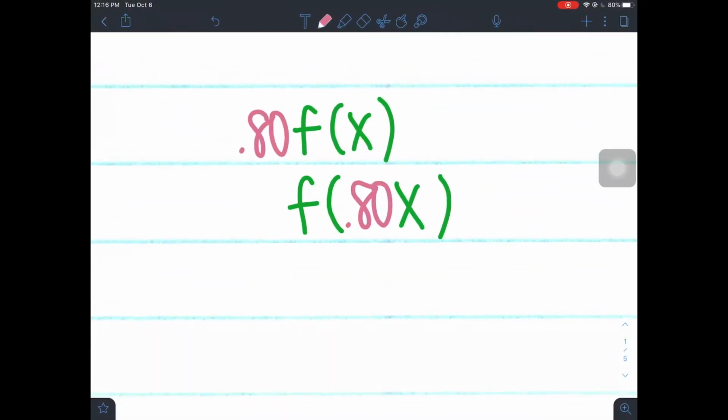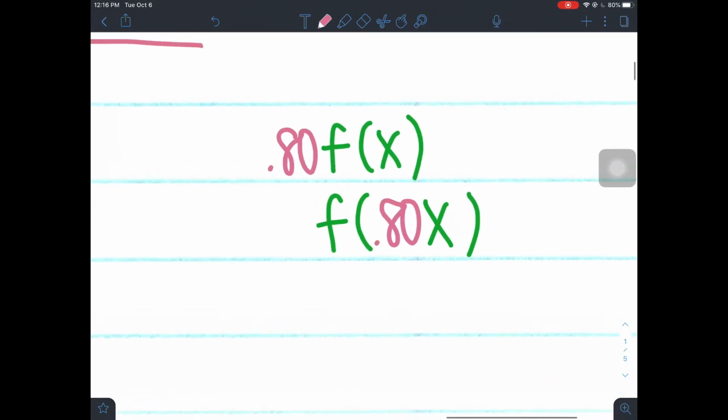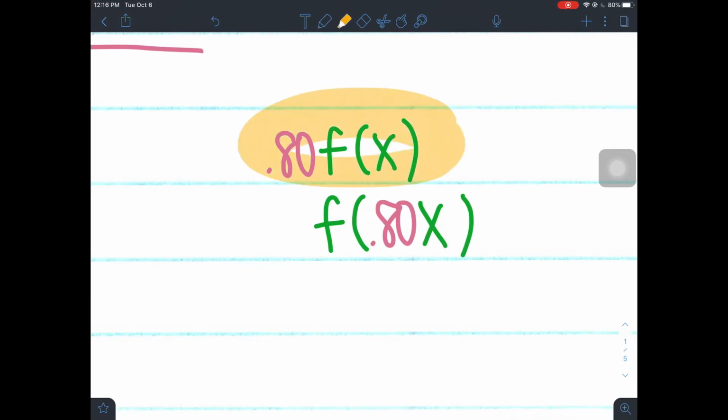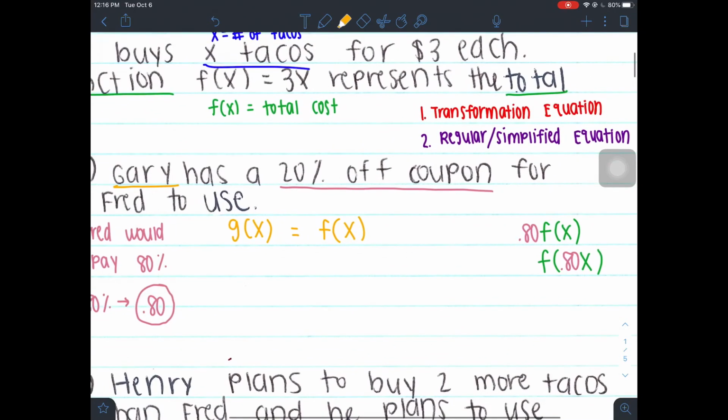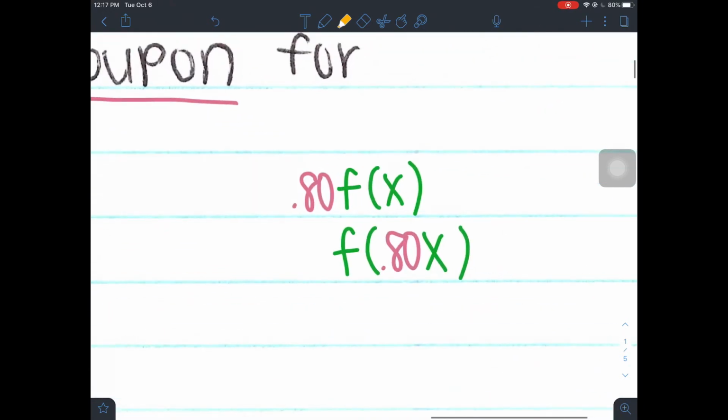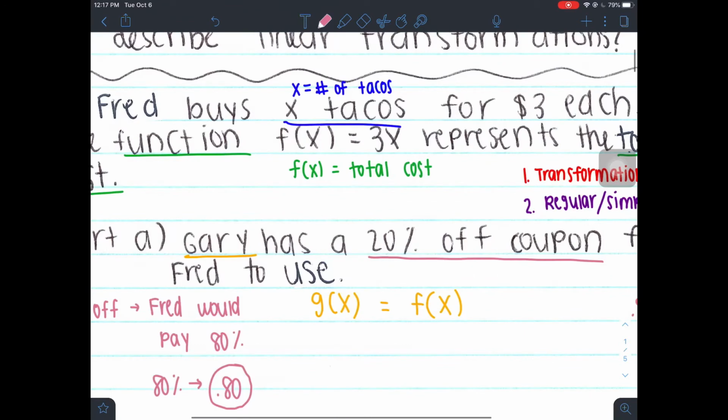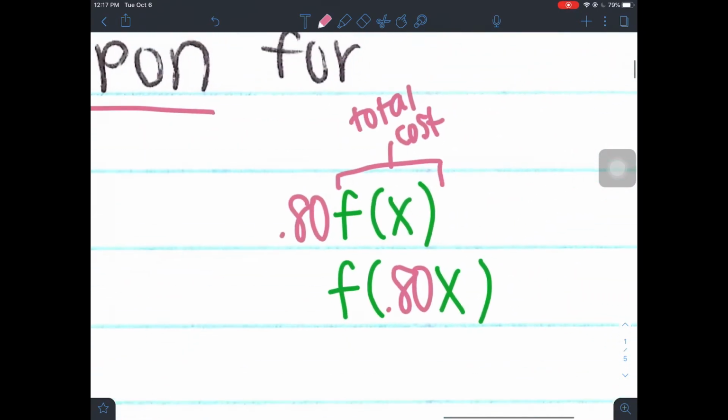The question is, where would that 0.80 go to multiply? Would I multiply it to everything or just the inside? And the answer is that you're going to multiply it to everything. And here's why. He has a 20% off coupon for Fred to use, 20% off his whole purchase. So if we're doing his whole purchase, his whole cost, remember, f of x represents the total cost. F of x is the total cost. So I would have 80% times the total amount.